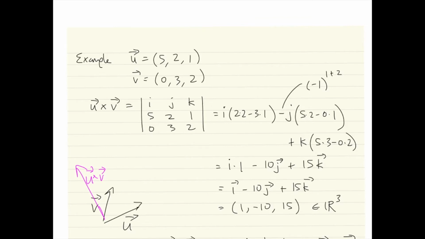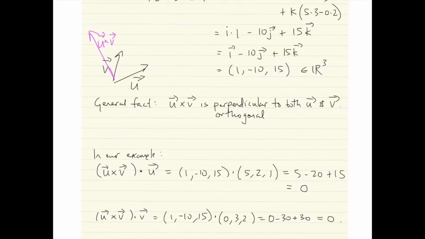Now, the order that you take the cross product in matters, because if we switch v and u, then these rows will get switched. And when you switch two rows of a matrix, the determinant of that matrix then gets multiplied by -1. And so the cross product of v cross u, the order switched, would be -1, +10, -15.